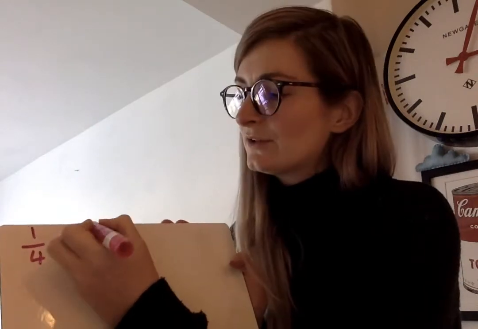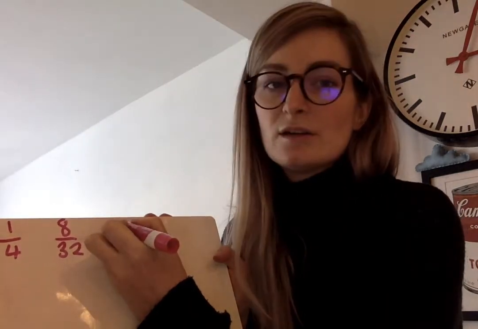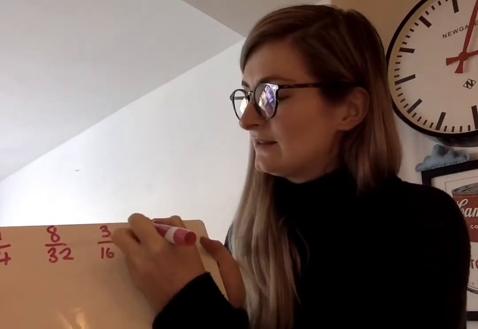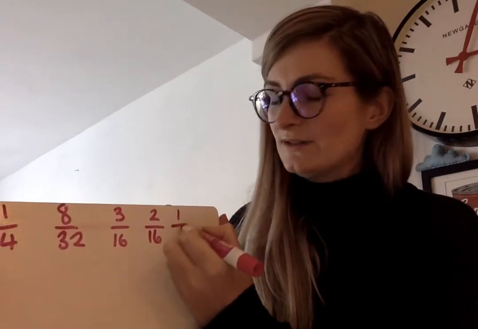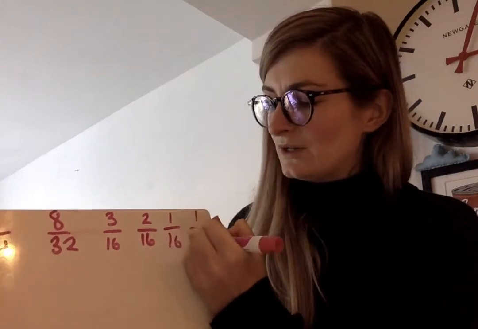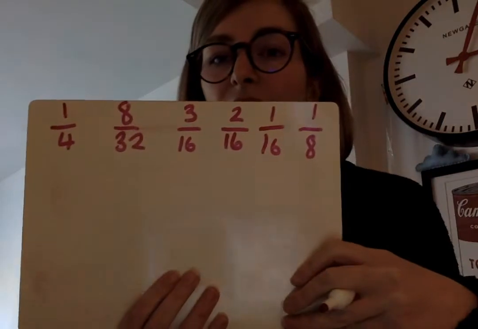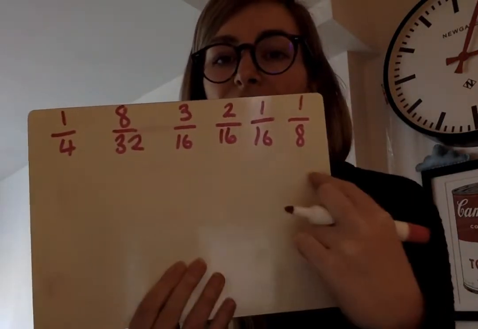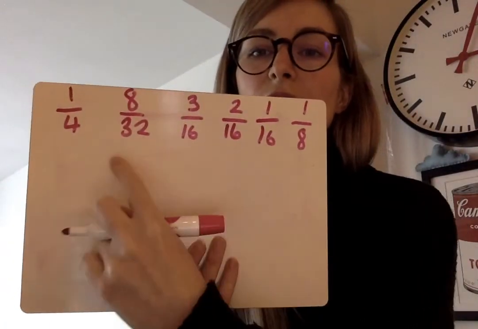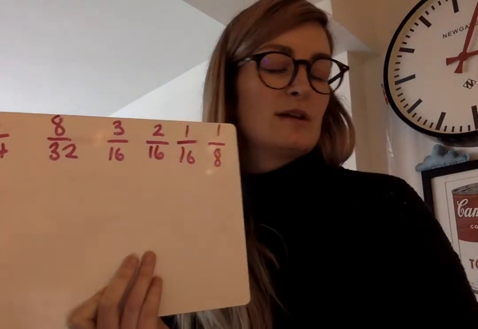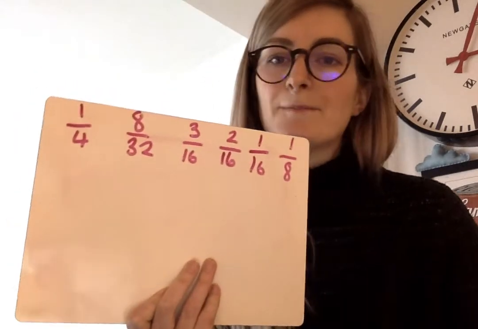So we've got smartphones is 1/4, games consoles is 8/32, tablets are 3/16, laptops are 2/16, run out of space, VR headsets are 1/16, and PCs are 1/8. It wants them from most to least sales. Now I can't compare these because they all have different denominators. So I'm going to convert them all into 32s as that is the lowest common denominator.